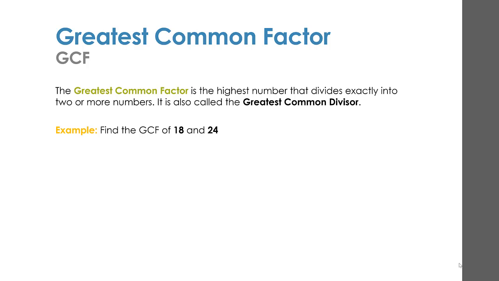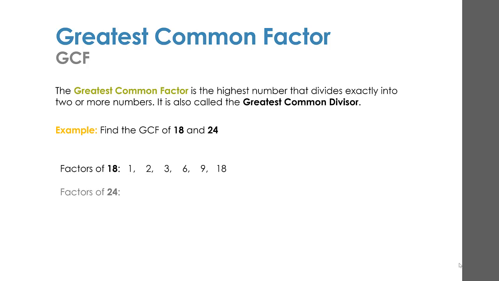We would have to make a list of all of the factors of each number. We are going to start with the factors of 18. They are 1, 2, 3, 6, 9, and 18, because when I divide 18 over these numbers, it gives me integers. 18 over 1 is 18, 18 over 2 is 9, 18 over 3 is 6, 18 over 6 is 3, 18 over 9 is 2, and 18 over 18 gives me 1.